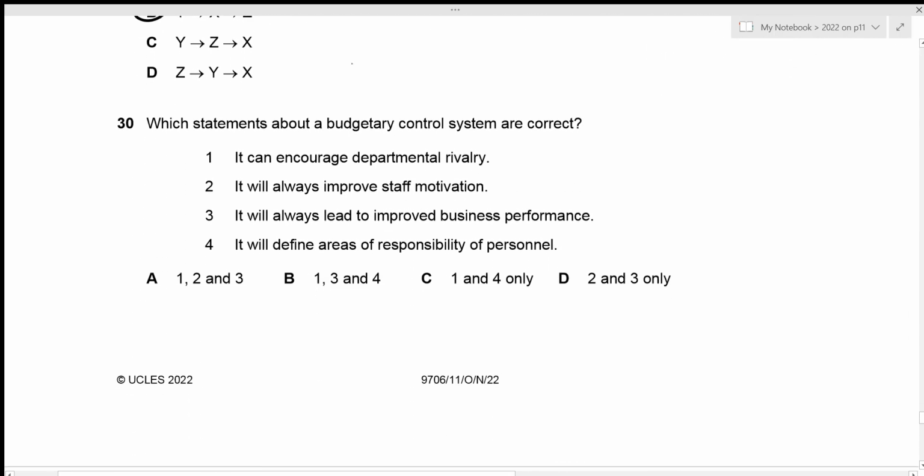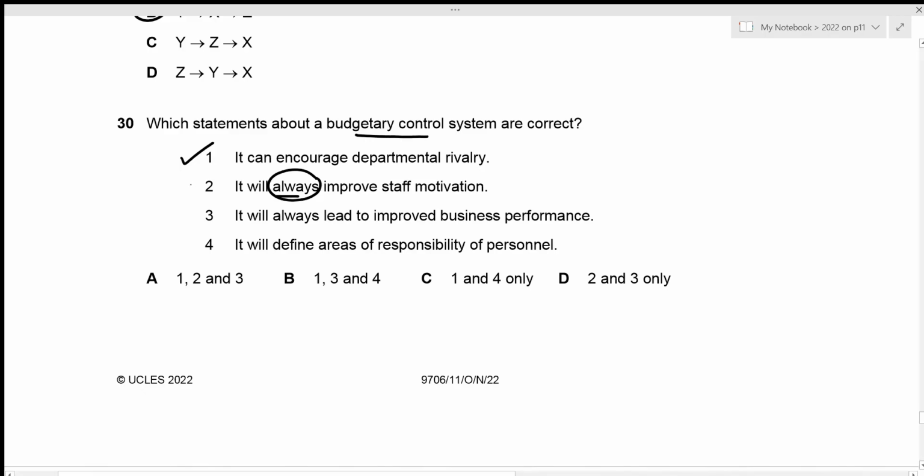Which statements about a budgetary control system are correct? The first one is it can encourage departmental rivalry. This is quite true because each department will be striving to achieve their assigned objectives or goals, right? So it might encourage rivalry at some point. And the second statement states that it will always improve staff motivation. It is true that a budgetary control system can sometimes improve staff motivation, but we cannot be sure that it will always improve it. Because if there is some unrealistic target set for those staff, then the staff might be demotivated instead of getting motivated, right?